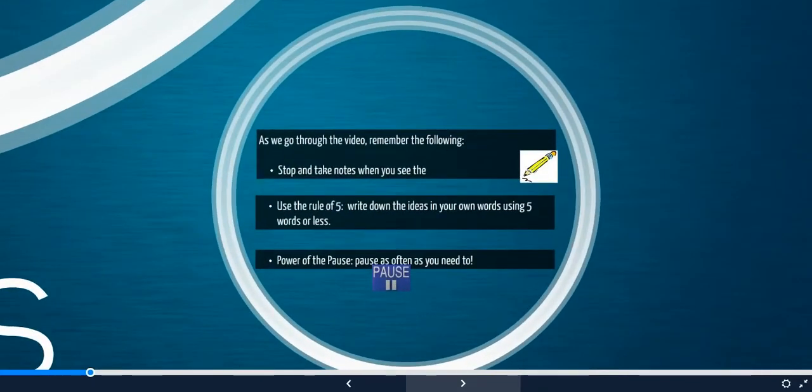So remember to stop and take notes when you see the pencil. Write your own words down, not just copying from what's on screen, but put it in your own words and pause as often as you need to.